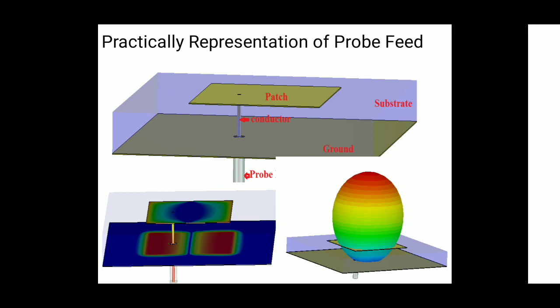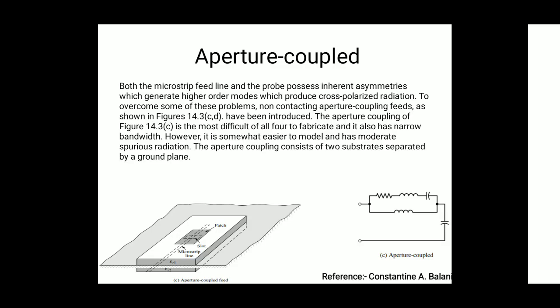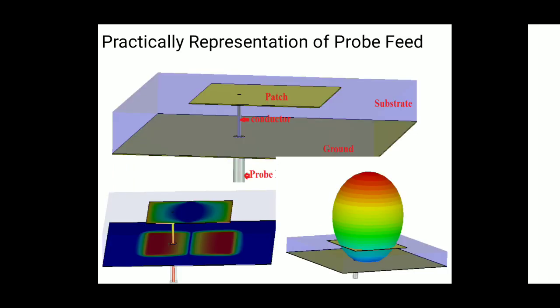Okay. This is the gain of the antenna. This is also a conducting feed line.